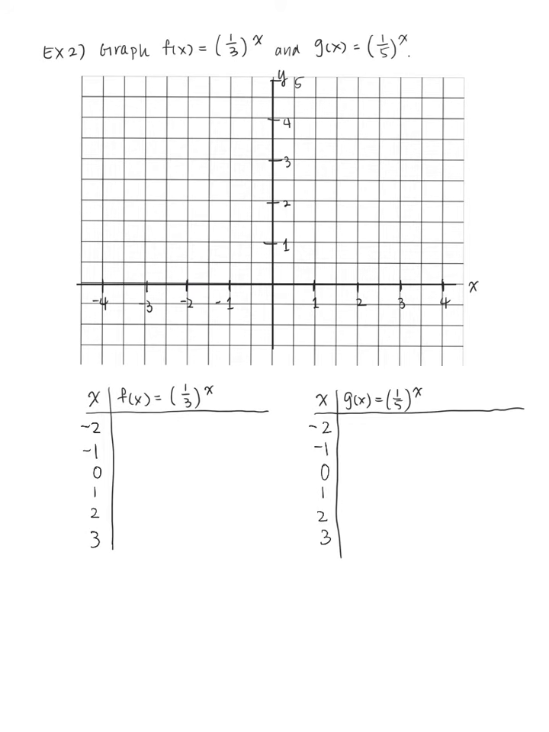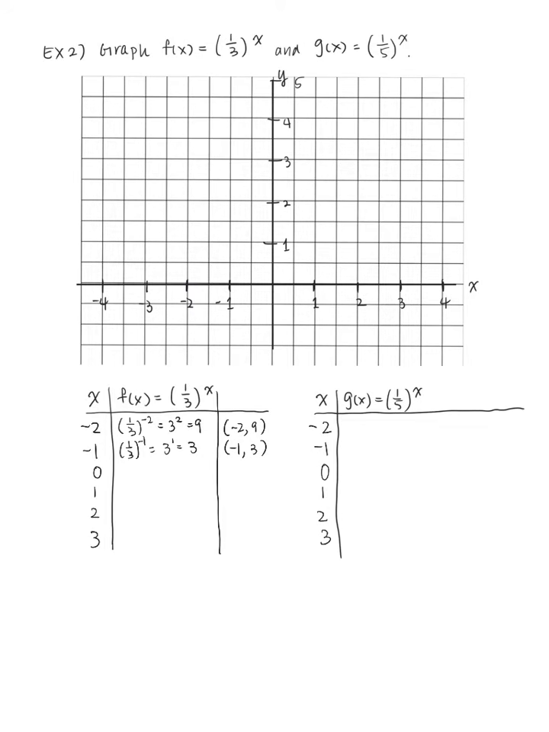All right, so let's first go with f of x. When x is -2, then we're going to have 1/3 to the -2. If you have a negative exponent, you're going to have to flip the base and then attach the positive exponent on that base. So here you're going to have 3 squared, which is going to give us 9. So we need to plot -2, 9. Now when x is -1, we're going to have 1/3 to the -1. So this is going to be just 3 to the first, which is 3. So you got -1, 3.